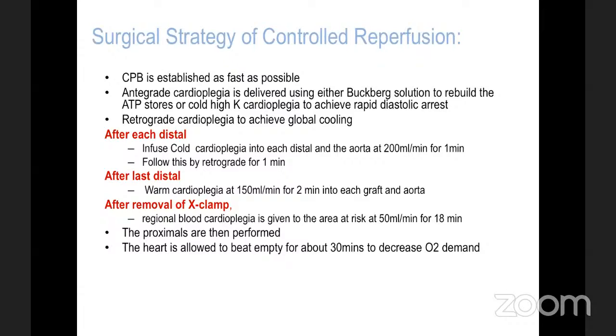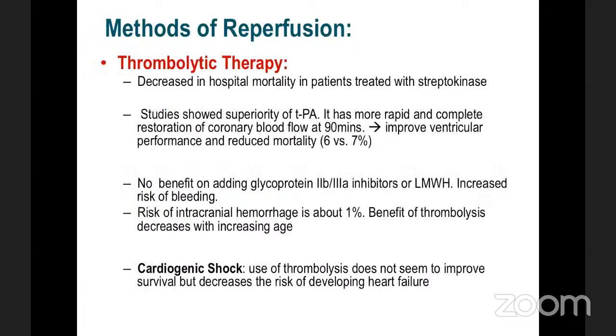And after removal of the cross-clamp, regional blood cardioplegia is given to the area at risk at 50 ml per minute for 18 minutes. Then you will do the proximals, and then the heart is allowed to beat empty for around 30 minutes to decrease the oxygen demand.